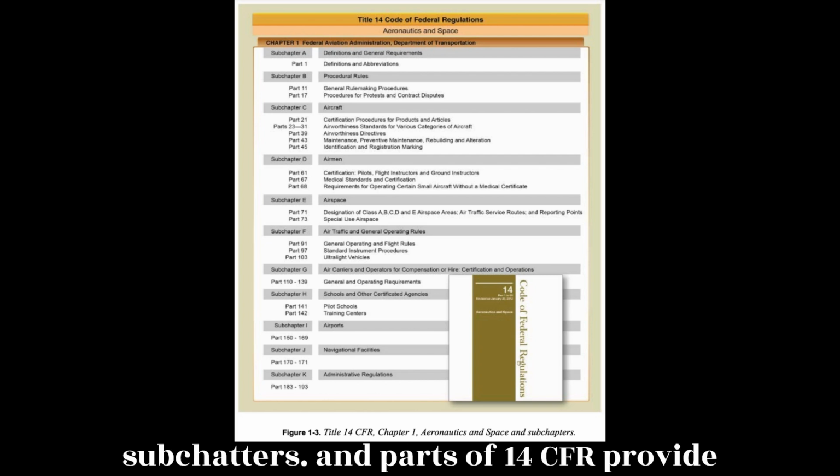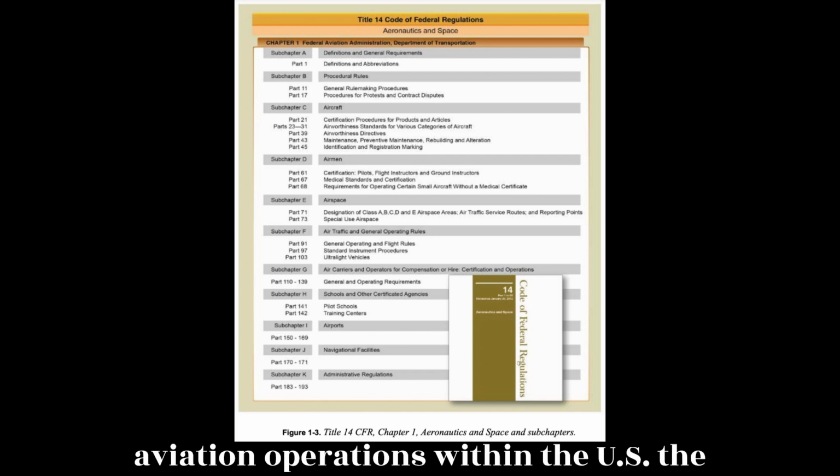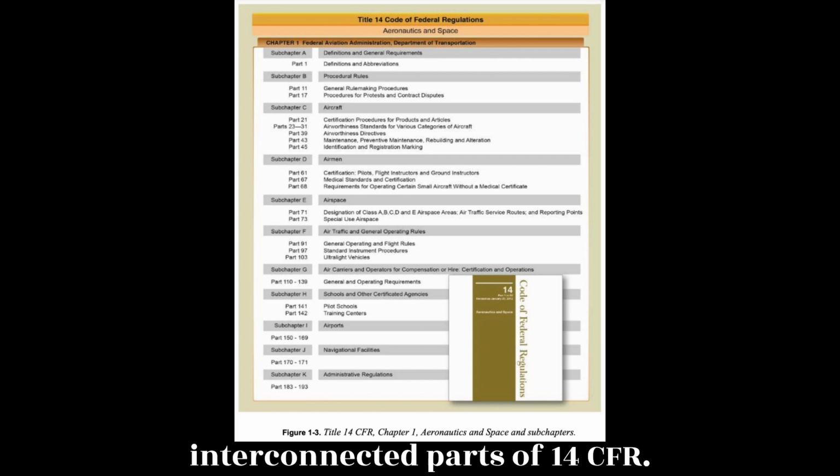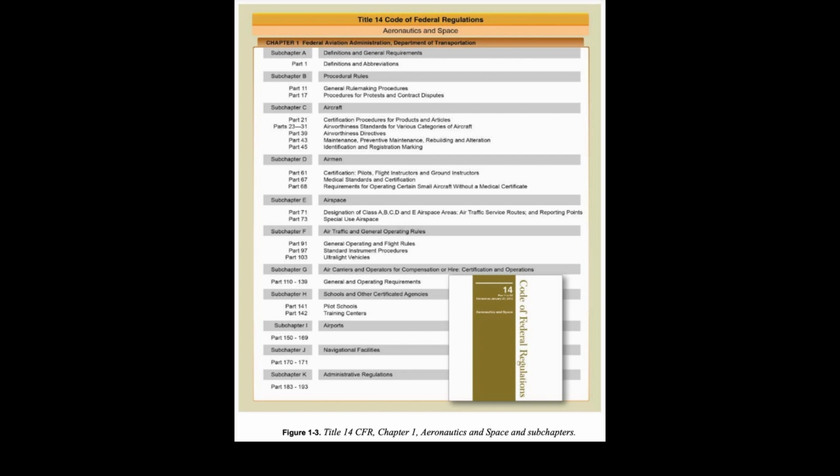While the various subchapters and parts of 14 CFR provide general to specific guidance regarding aviation operations within the U.S., the topic of aircraft certification and airworthiness is spread through several interconnected parts of 14 CFR. Figure 1-3. Title 14 CFR, Chapter 1, Aeronautics and Space and Subchapters.